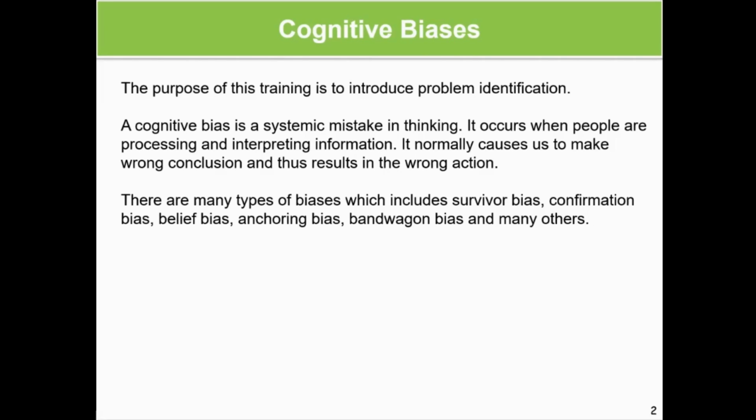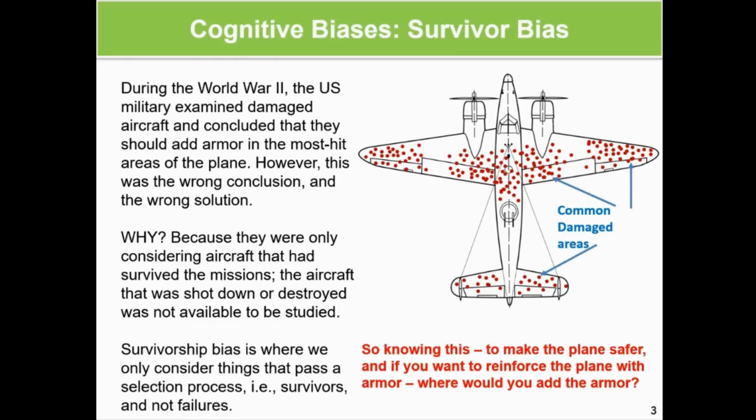There are many types of biases. You've got things like survivor bias, confirmation bias, belief bias, anchoring bias, bandwagon bias, and so on and so forth. You can go through all of this. You just need to go to Google or go to the internet and type in cognitive biases, and you can read about all the different types of biases out there. Today I'm just going to talk a little bit about two biases.